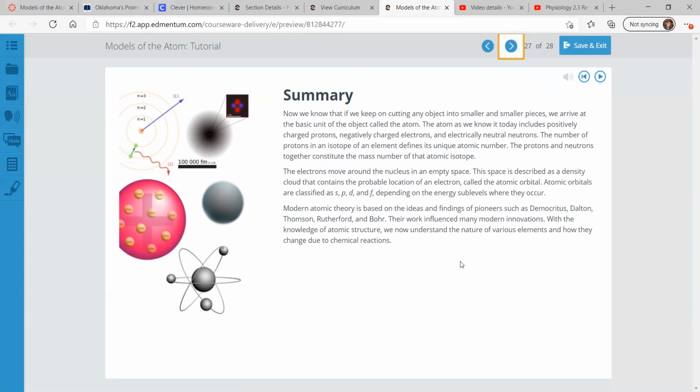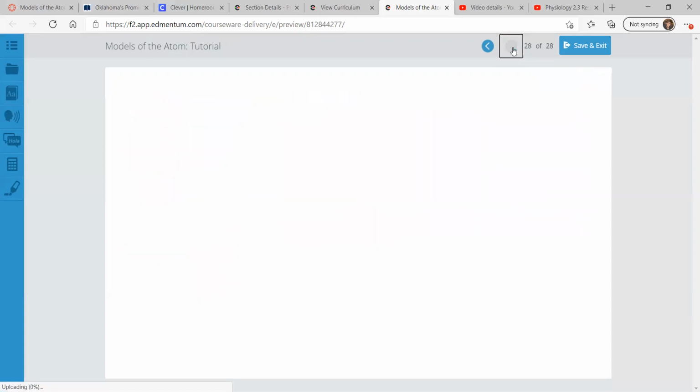Modern atomic theory is based on the ideas and findings of pioneers like Democritus, Dalton, Thomson, Rutherford, and Bohr. Their work influenced many modern innovations. And with the knowledge of atomic structure, we now understand the nature of various elements and how they change due to chemical reactions.